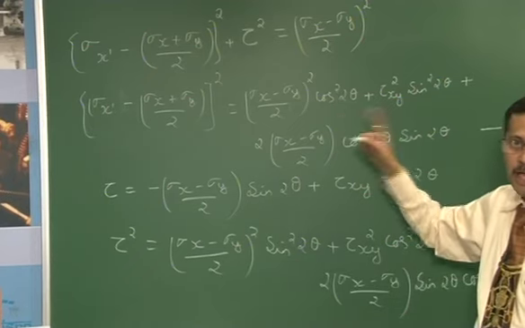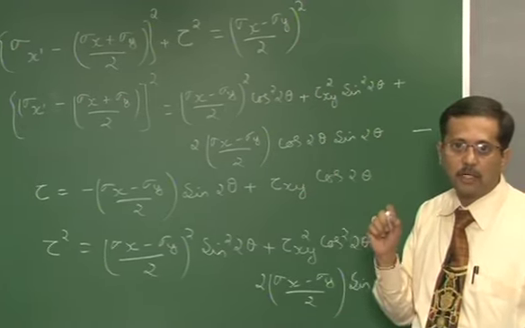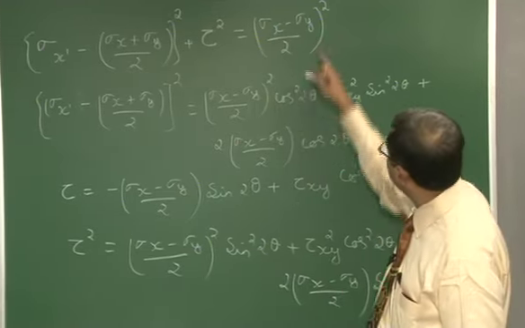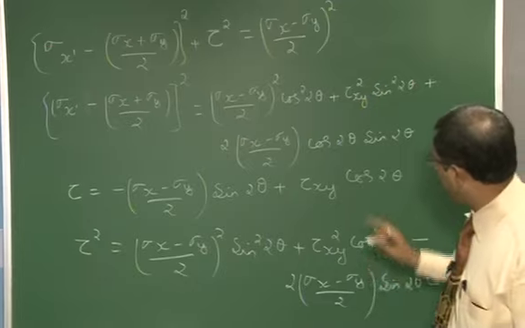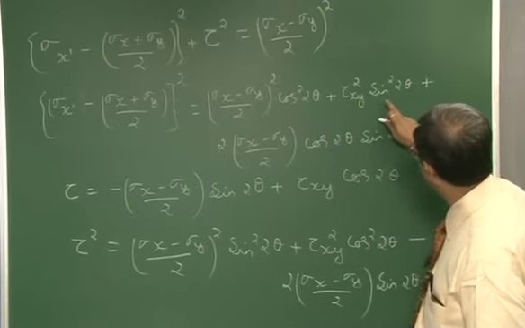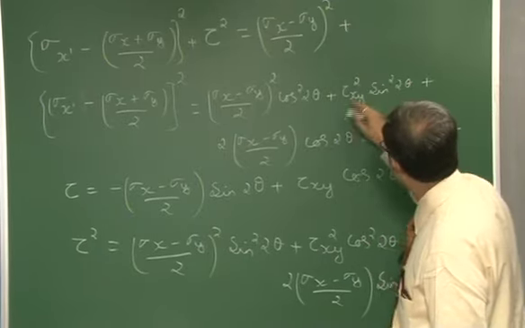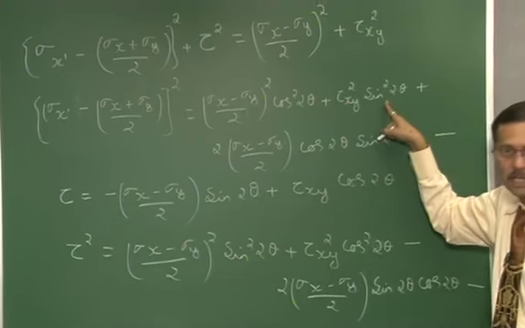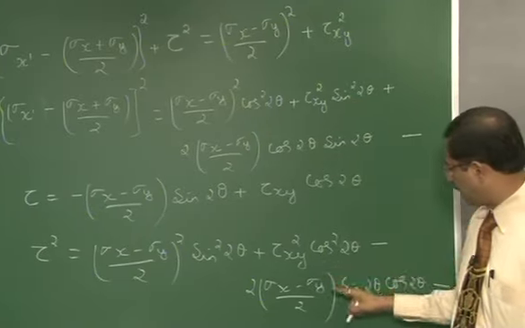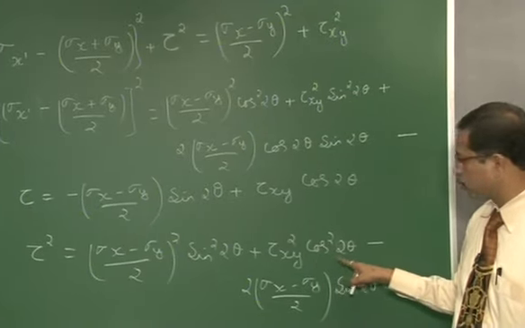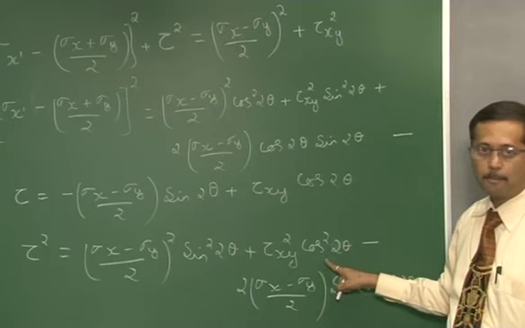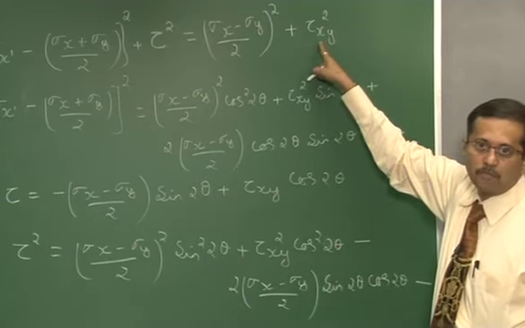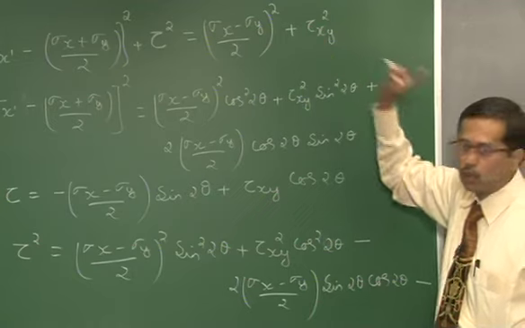We can take that as 1, as you know that sin square theta plus cos square theta is 1. So we combine these two and we get this only. Then the next term is tau xy square. Again we have here sin square 2 theta, and when I add this I get plus cos square 2 theta. So sin square 2 theta plus cos square 2 theta is equal to 1, and whatever is left is tau xy whole square.